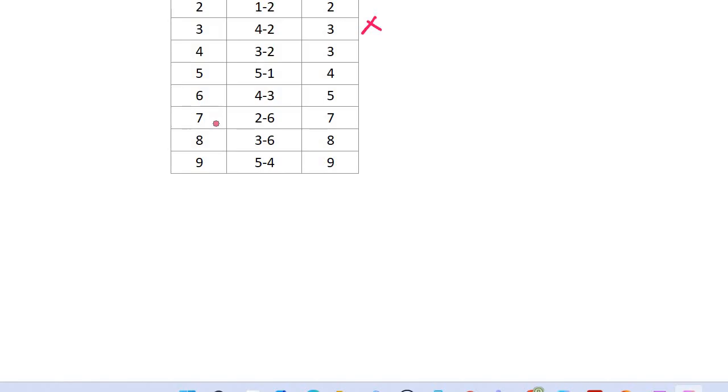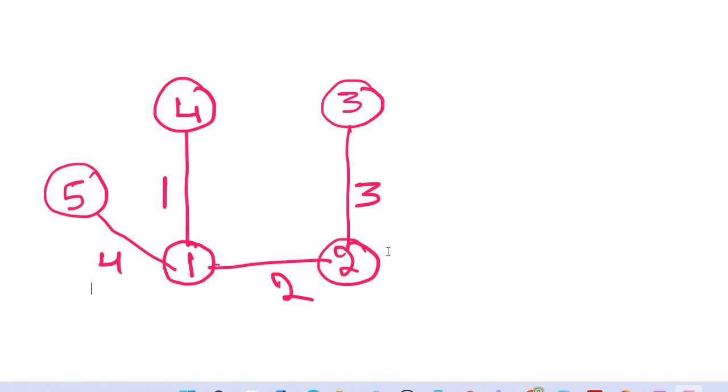Okay. So next, what is the next one? 4 to 3. Next, 2 to 6. Where is 2 to 6? If I draw an edge from 2 to 6, will it form a cycle? No. It is not forming a cycle, so I can consider it.